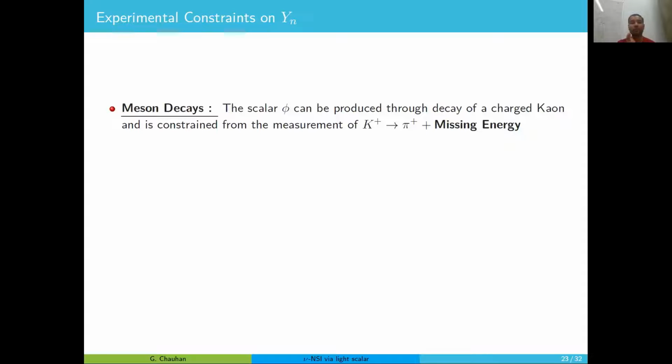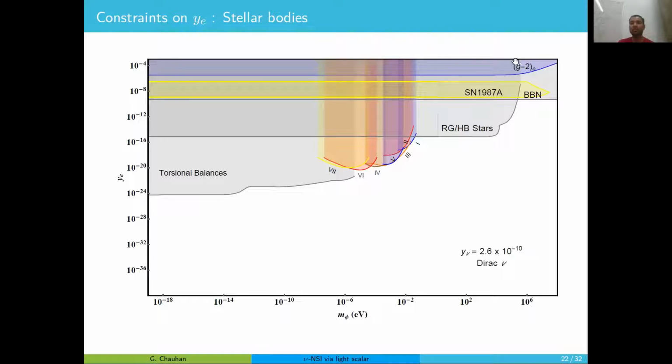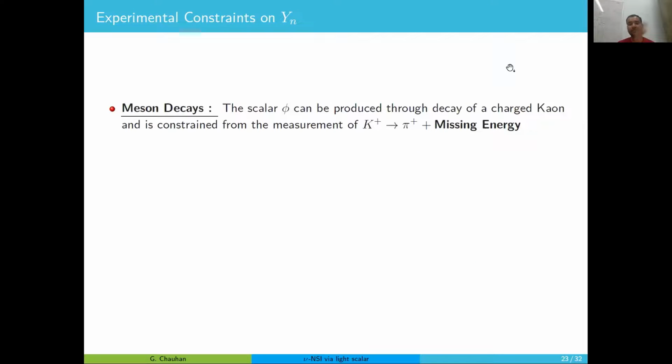Now for the case of nucleon coupling to this phi, it's pretty much the same, except that the g-2 bound is replaced on a similar level by the meson decay bounds. So if you have a scalar phi which couples to these nucleons, or at the quark level couples to quarks, then it can be produced through the decay of these charged kaons. And this rare decay process, of a charged kaon going to pi plus and missing energy, is constrained from the measurement of the branching ratio of the charged kaon to pi plus nu nu bar. So it's pretty constrained.